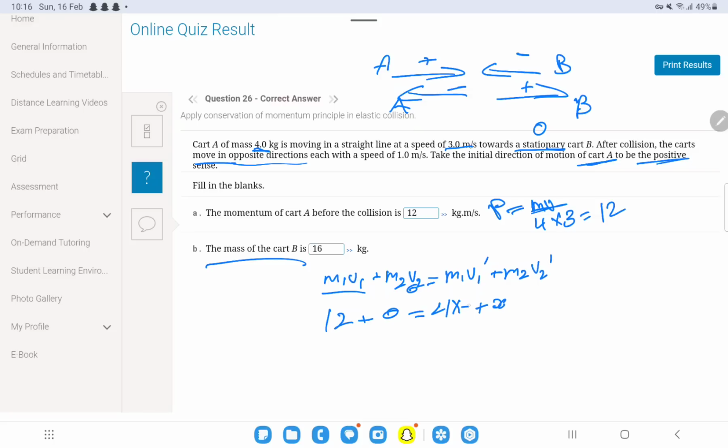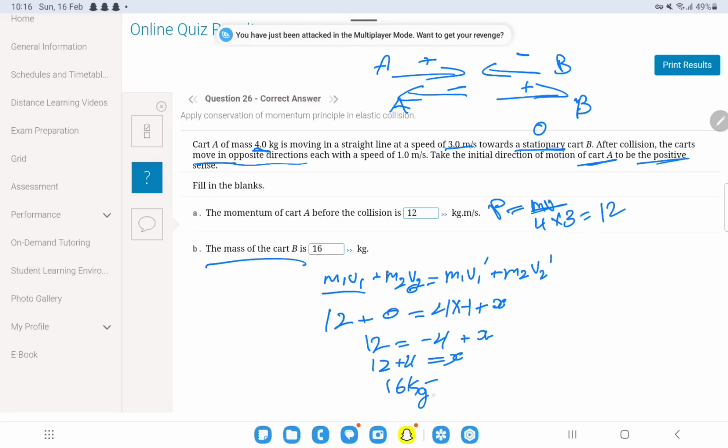So it's 4 times negative 1 for m1 v1 prime, and x for m2 and v2 prime is 1, so just x. So 12 equals minus 4 plus x, and 12 plus 4 equals x, so 16 kilograms equals x.